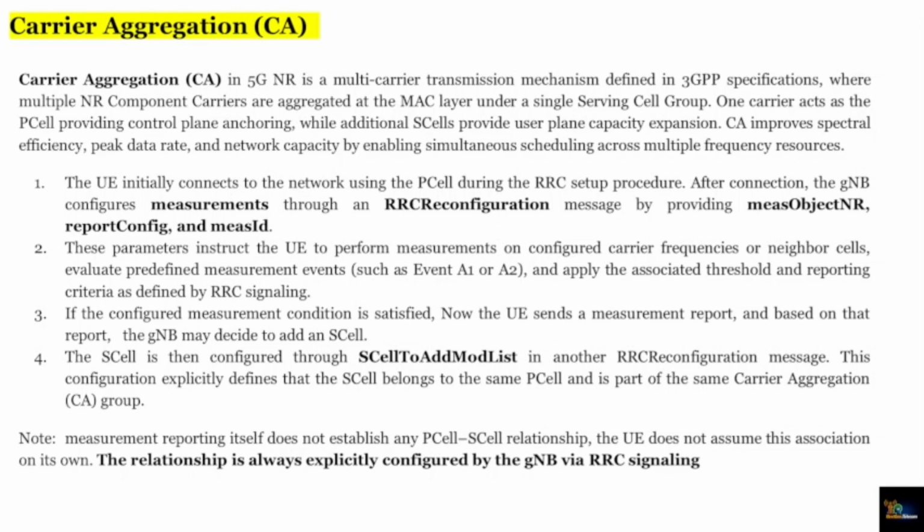Here, measurement reporting itself does not establish any P-cell and SCell relationship. The UE does not assume this association on its own. The relationship is always explicitly configured by the gNodeB via RRC signaling, because it is previously defined in the gNodeB.